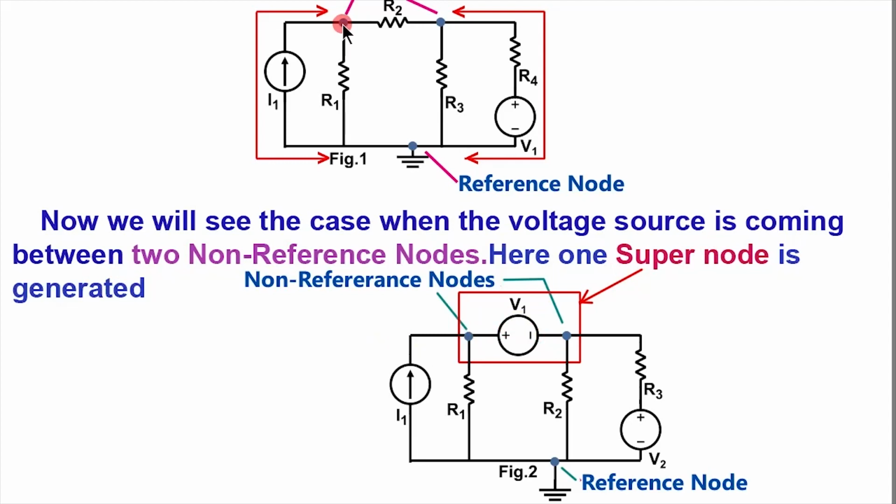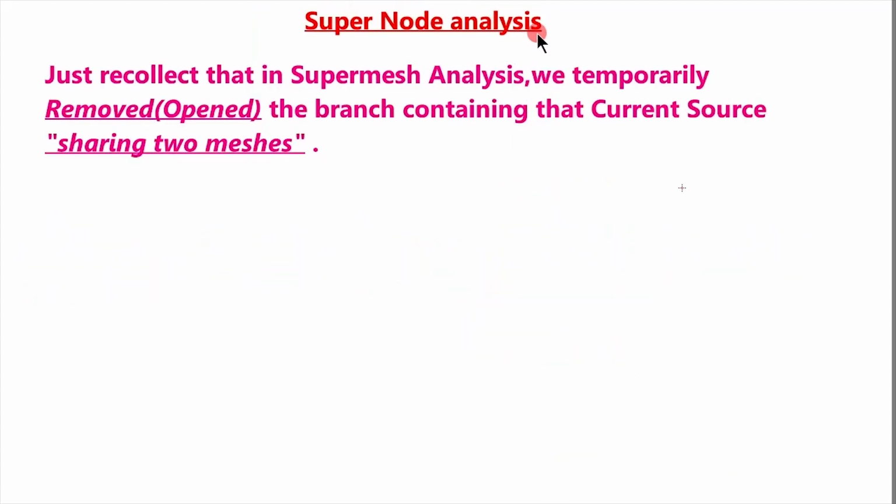Earlier, see, between these two non-reference nodes there was no voltage source, while here one voltage source is coming in between two non-reference nodes. This is called a super node. In this class we will be studying how to analyze this circuit containing a super node.